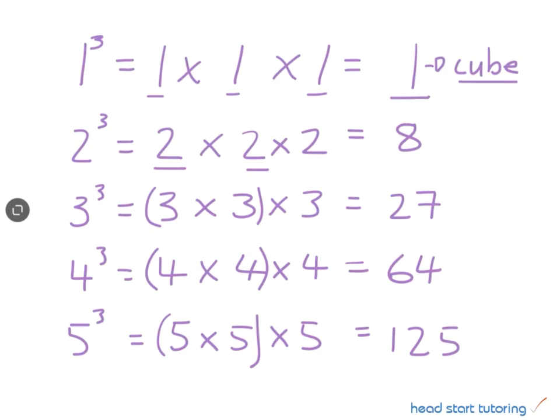So if in a test the question is what are your first 5 cube numbers, your answer will be 1, then 8, 27, 64, and 125.